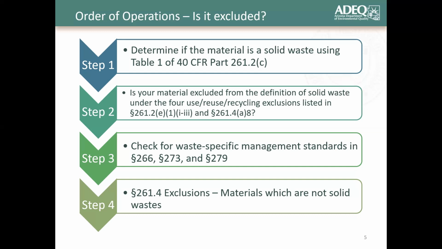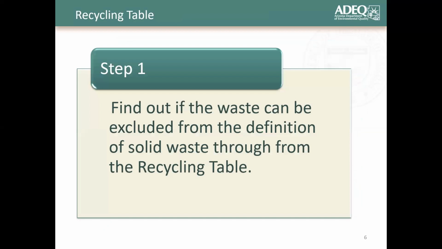Step 4 asks you to check out 261.4 to find any remaining exclusions you can apply to your situation. Step 4 is the final step, but it is also where you will find the HSM exclusions, which can apply to pretty much any waste stream that is destined to be recycled. But we will talk more about the HSM exclusions later in this presentation. Right now, let's go through the order of operations in a little more detail.